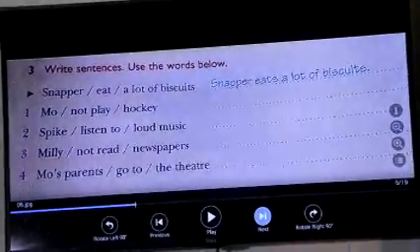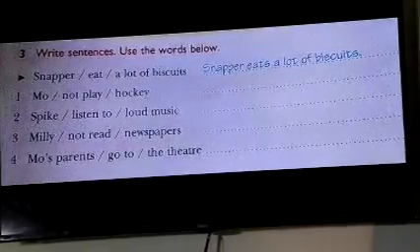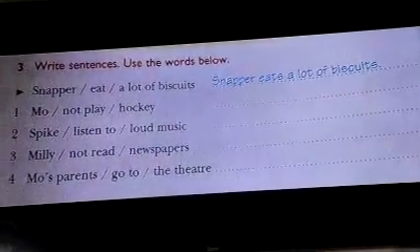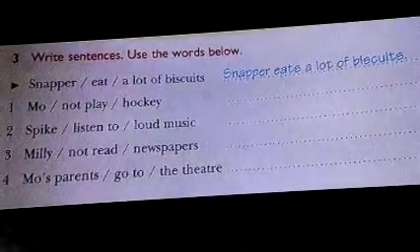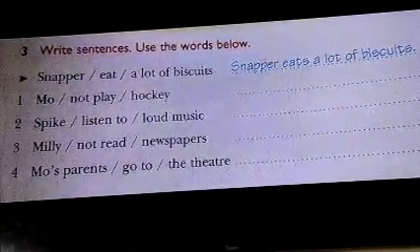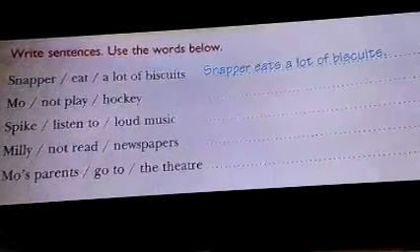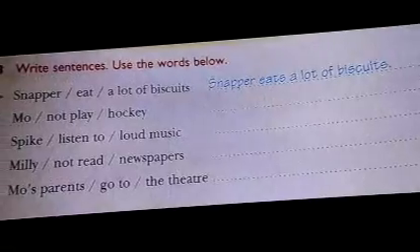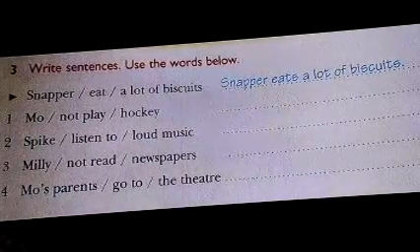Look at the slide here. Snapper eat a lot of biscuits. You're supposed to rewrite or correct the verb and make the verb agree with the noun. Snapper again is singular. So how would you write? Snapper eats a lot of biscuits.